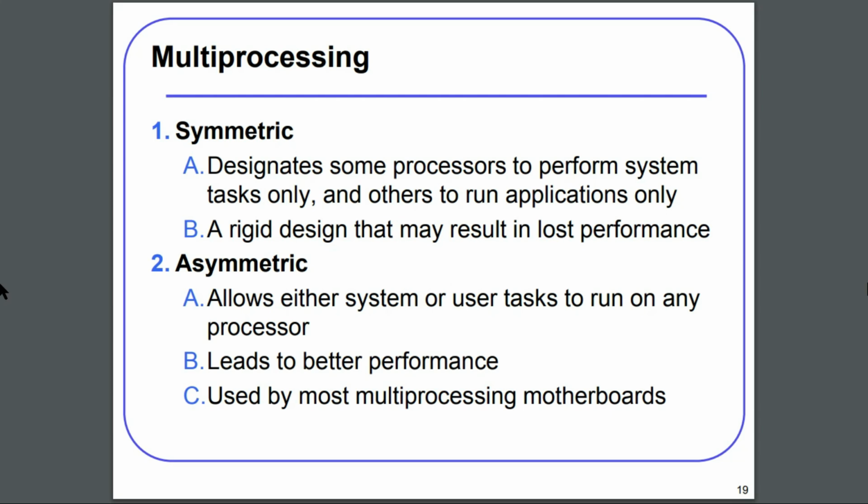So first one is the asymmetric. It designates some processors to perform system tasks only and others to run applications only. A rigid design that may result in lost performance. Symmetric allows system or user tasks to run on any processor, which leads to better performance, and is used by most multiprocessing motherboards. So let's move on to the next slide.